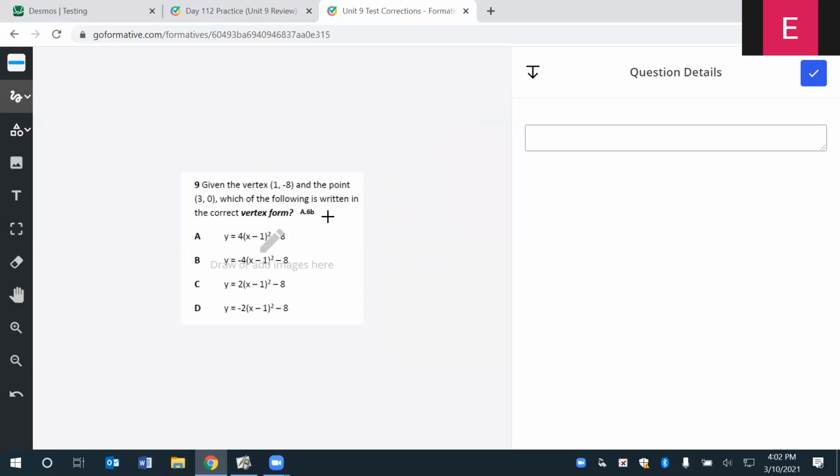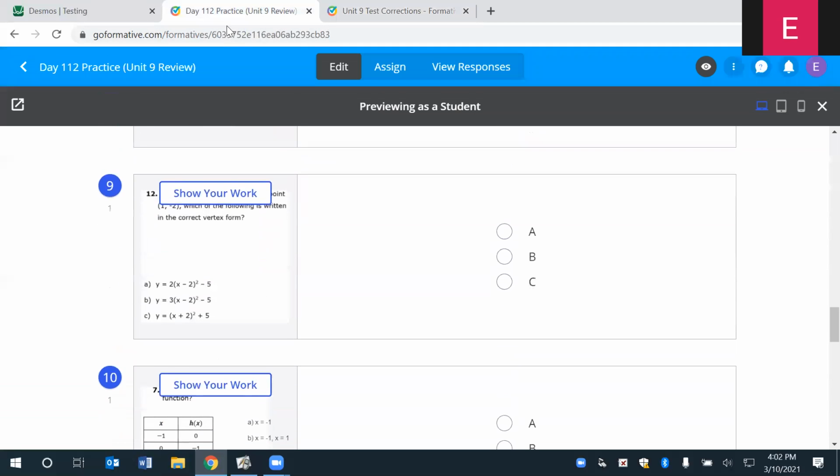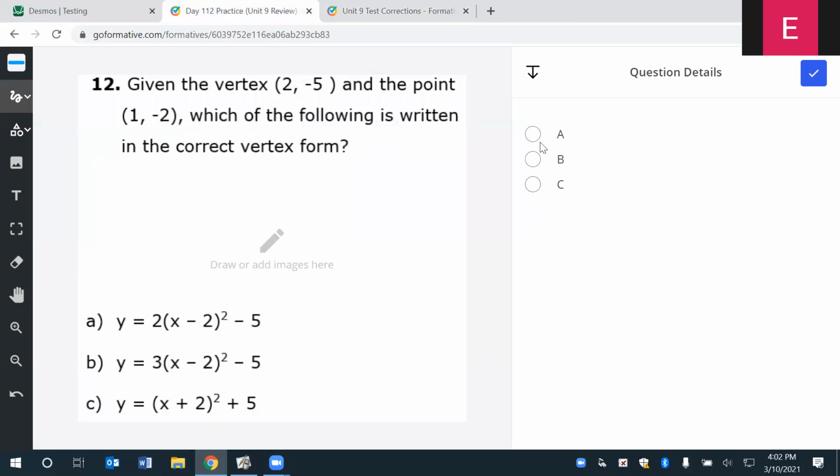Right, number 9 on your test is calculator. It's a calculator problem. So I'm gonna do number 9 from the review to remind you how to do those, and then you can try number 9 on the test. All right, so in this one, it says, given the vertex 2, -5, and the point 1, -2, which of the following is written in the correct vertex form?